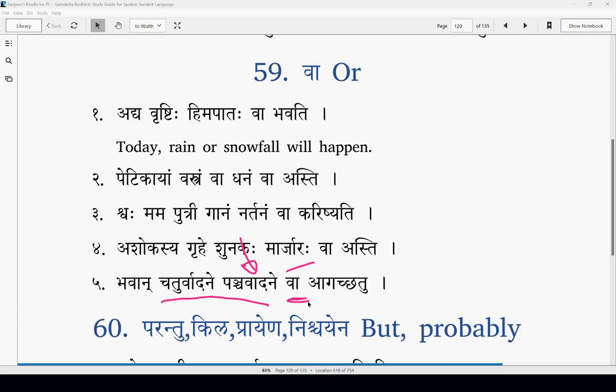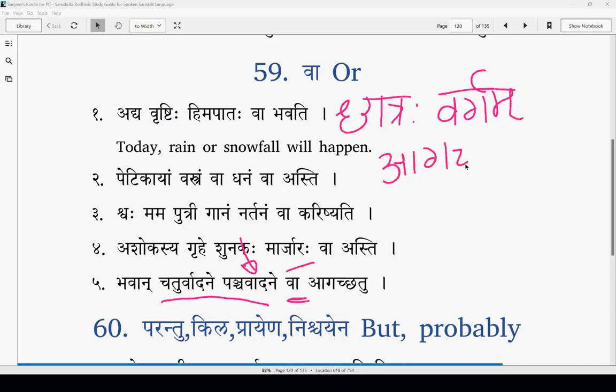Once again. Chatraha kaksha agachati va. Is it right? Chatraha vargam. Vargam. Okay. Chatraha vargam agachati va. Does that sound right, sir? Let's see. Agachati va. So what is the meaning of this? Chatraha vargam coming.